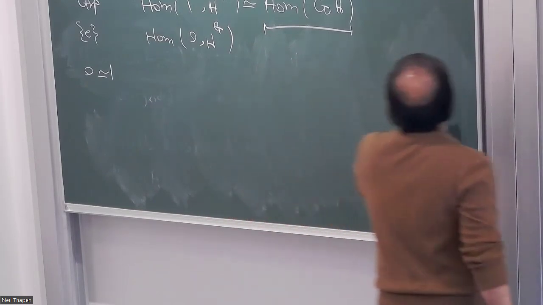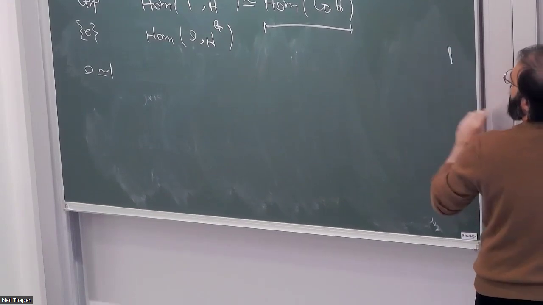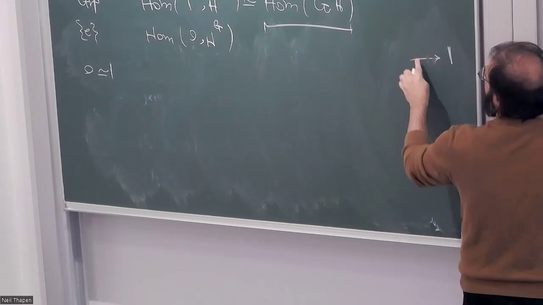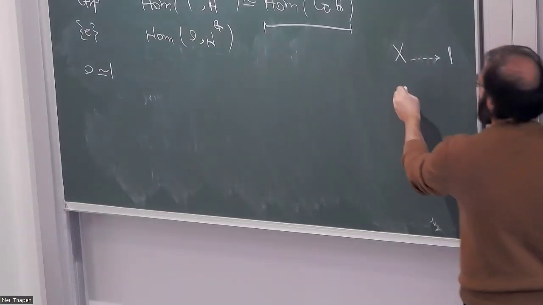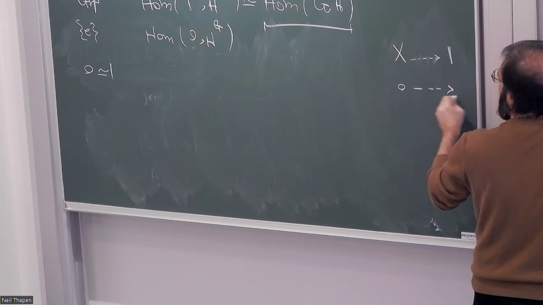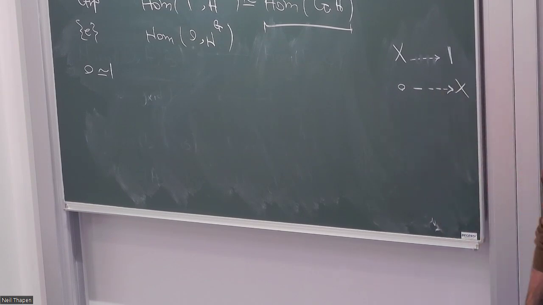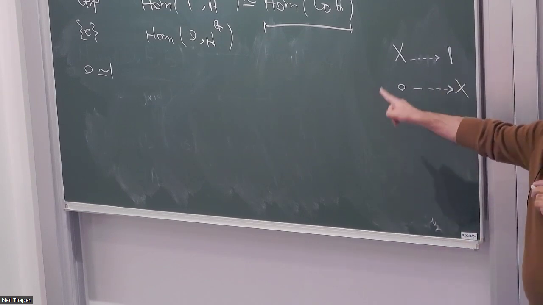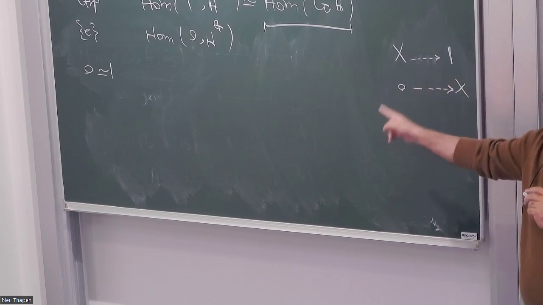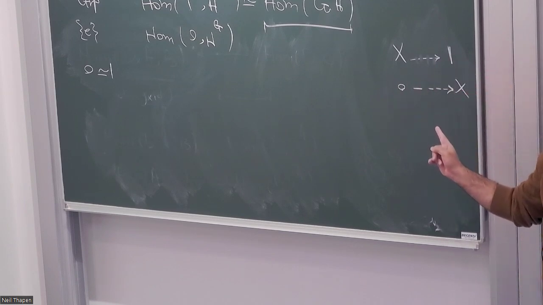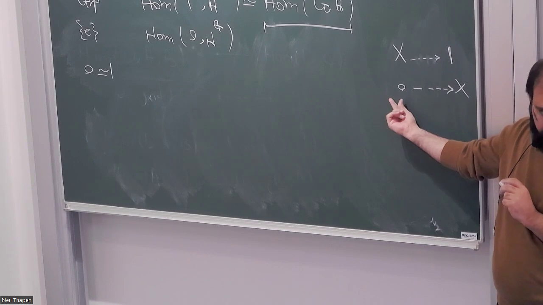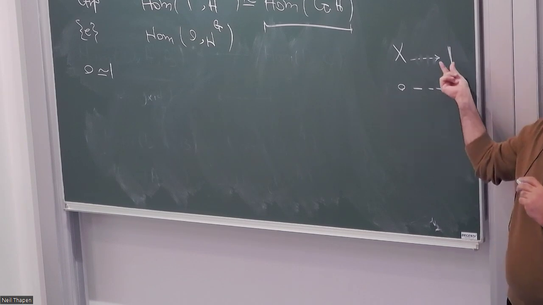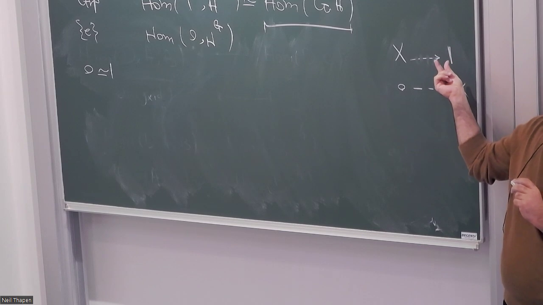Yes, terminal. 1 is called terminal when there exists exactly one morphism from anything to 1. And the dual one is initial: it is initial when there exists exactly one morphism from the object to any x. So for instance, this is empty, because there is one function from the empty set to anything. And this is a singleton, because there is one function from anything to a singleton.